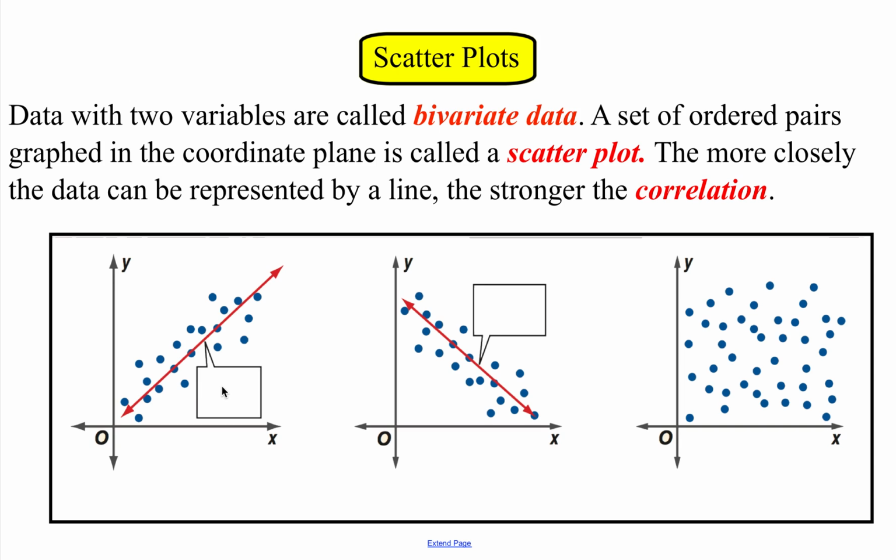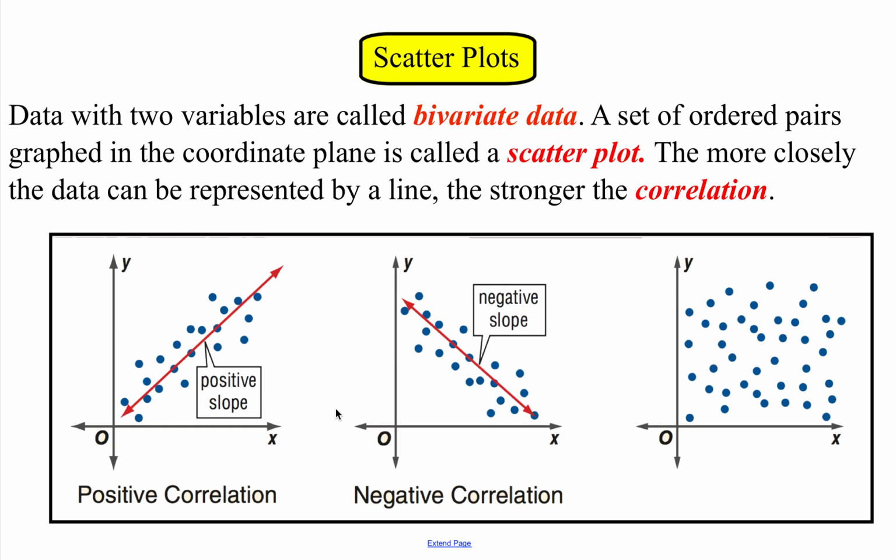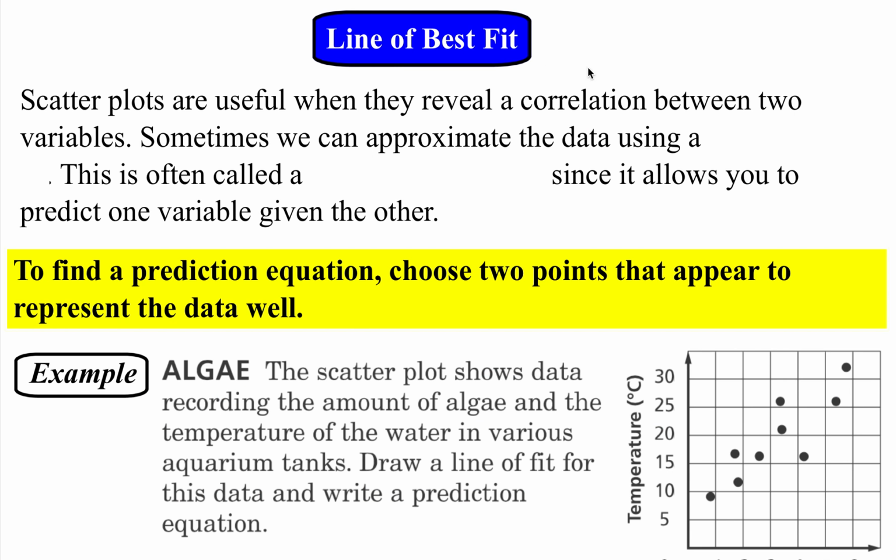So in this first graph down here, this has a positive slope, this line right here. So this shows a positive correlation. This one shows a negative slope or a negative correlation. And this one is completely random, so it doesn't show any correlation at all. Those are our three conditions that we could come up with for scatter plots.